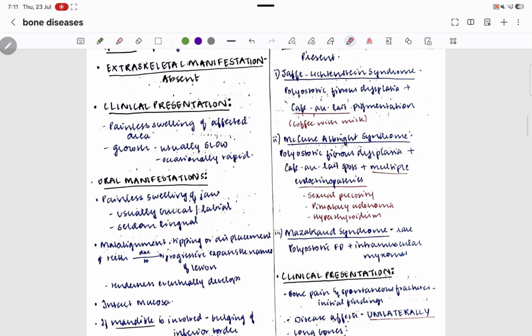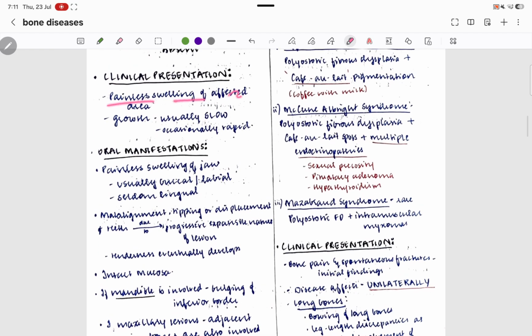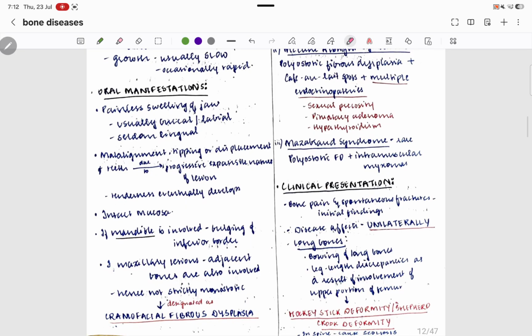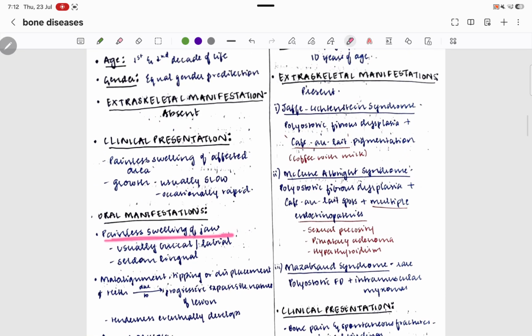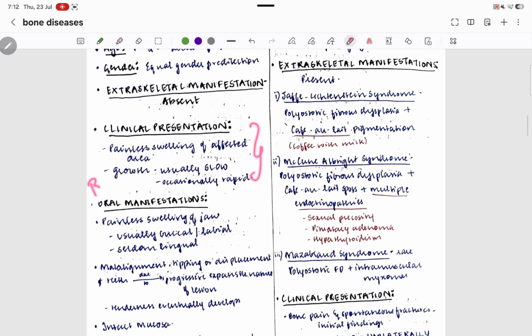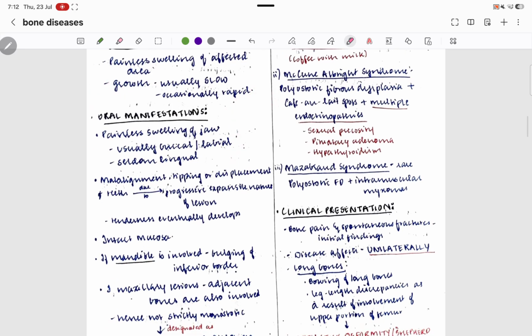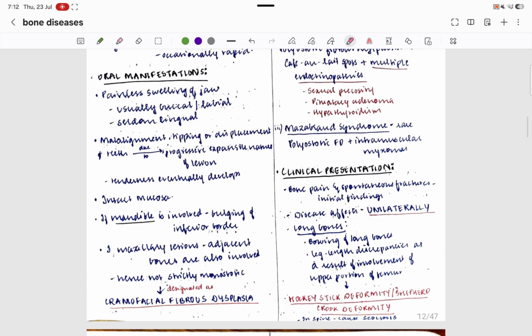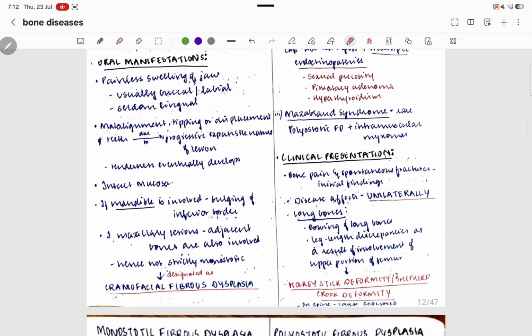Then the clinical presentation: it occurs as a painless swelling affecting the area of growth. Usually the growth is slow, and occasionally it could be rapid as well. Then oral manifestations: it is a painless swelling in the jaw. The previous description applies to the whole body, and this is specifically in the jaw. In the jaw, the swelling is painless and usually buccal or labial, seldom lingual. So lingual swellings are less commonly seen, and most commonly seen swellings are buccal and labial.